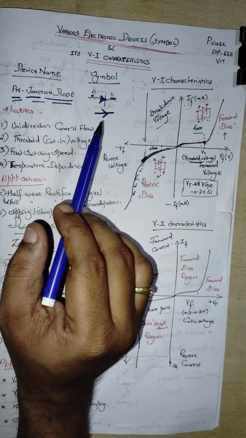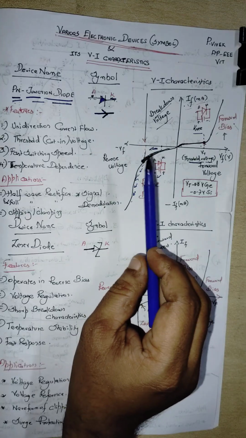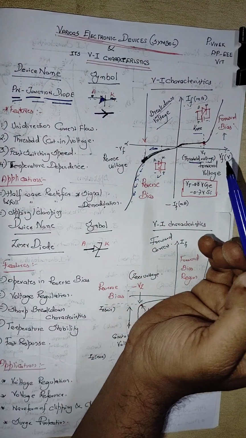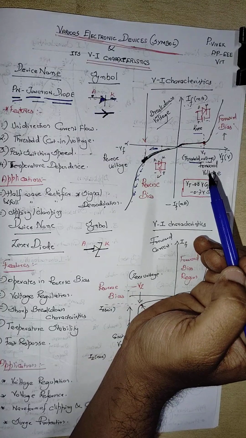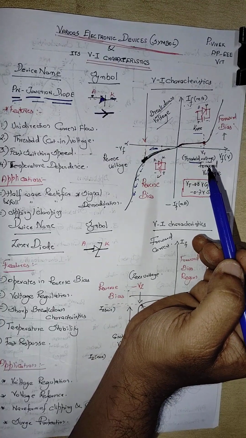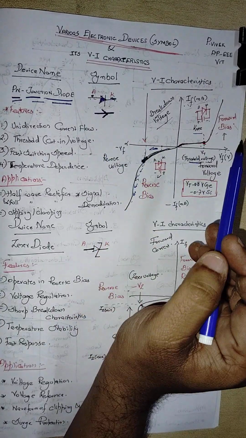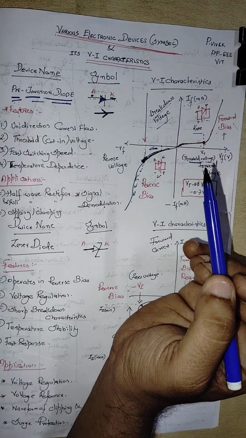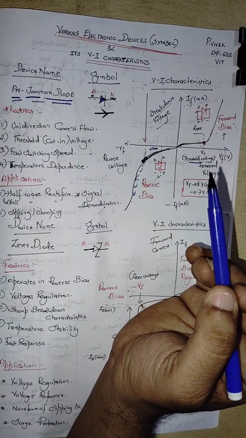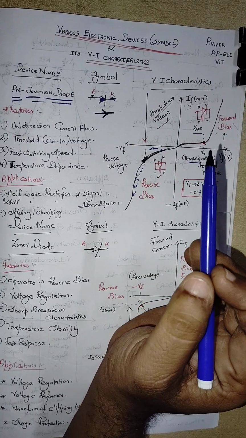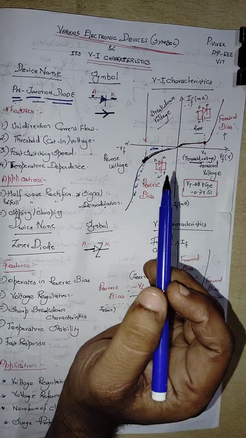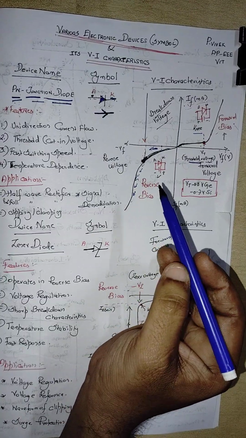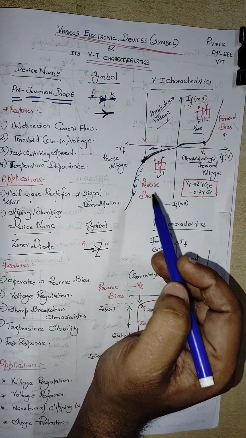So next thing is about the VI characteristics of the PN junction diode. Generally the VI characteristics of the PN junction diode has two particular regions, one is the forward region and another one is the reverse region. It means the diode will first conduct in the forward bias condition, and the next thing is about the reverse bias condition, how the diode is responding to it.